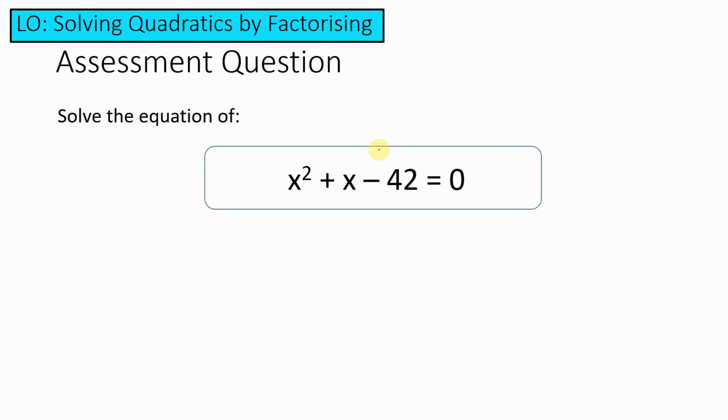Have a go at this one for me, please. So you want to factorize. And then second, you want to solve. That's so you set each bracket equal to 0. So have a go at that one for me, please. Pause it. Okay, hopefully you've had a good go.